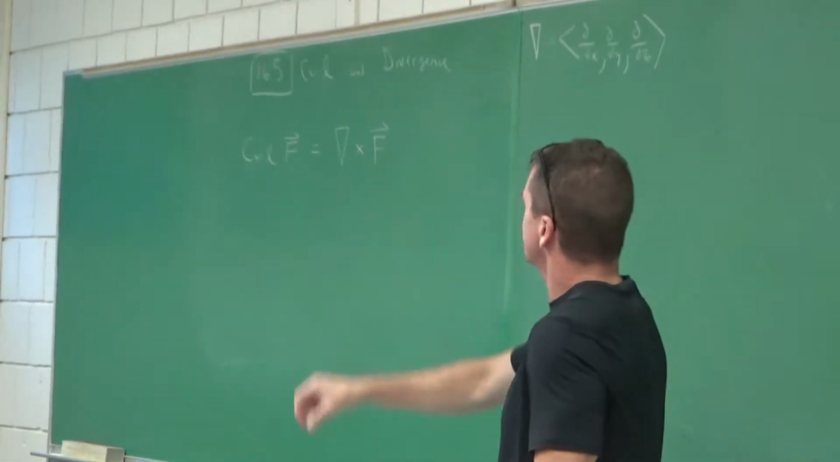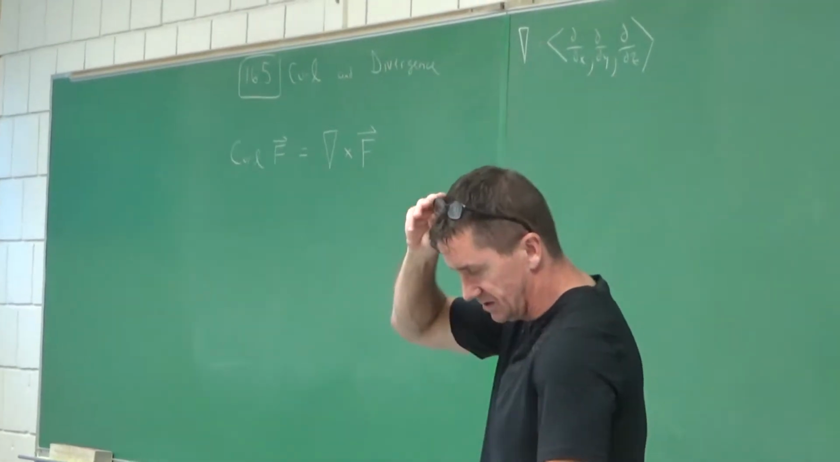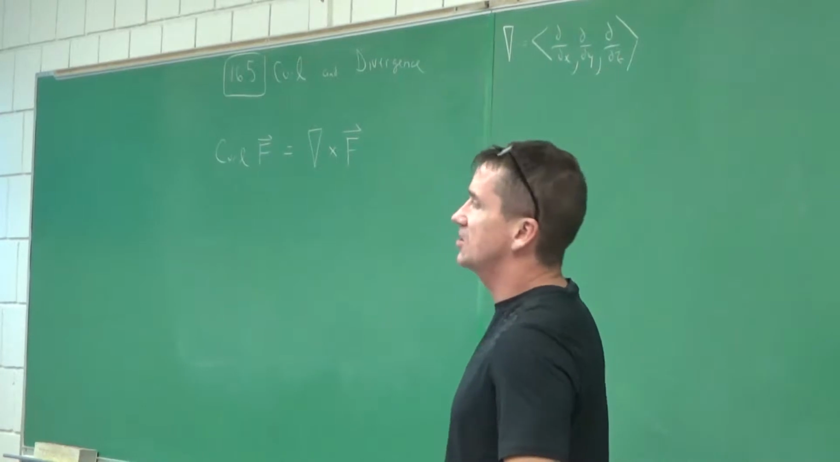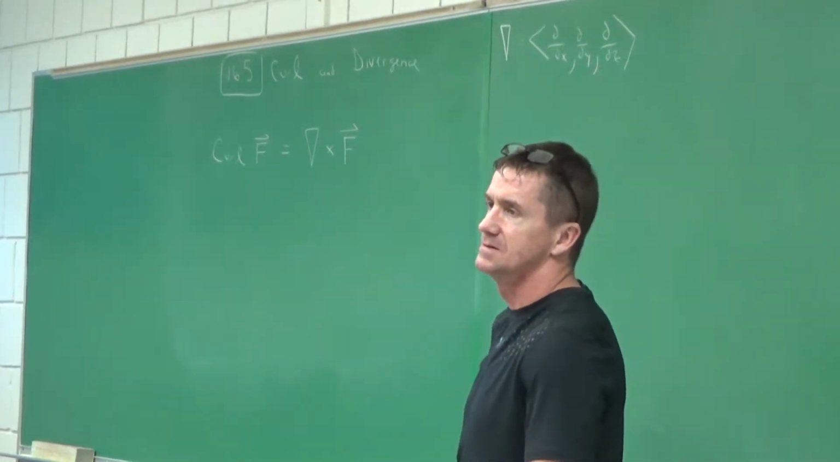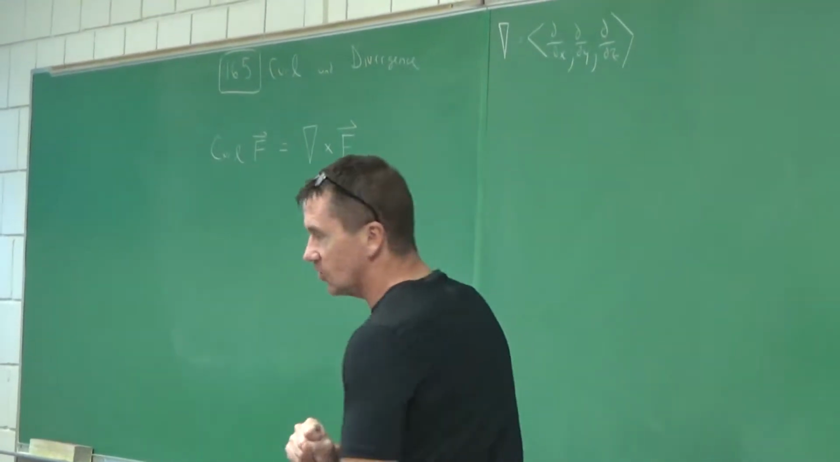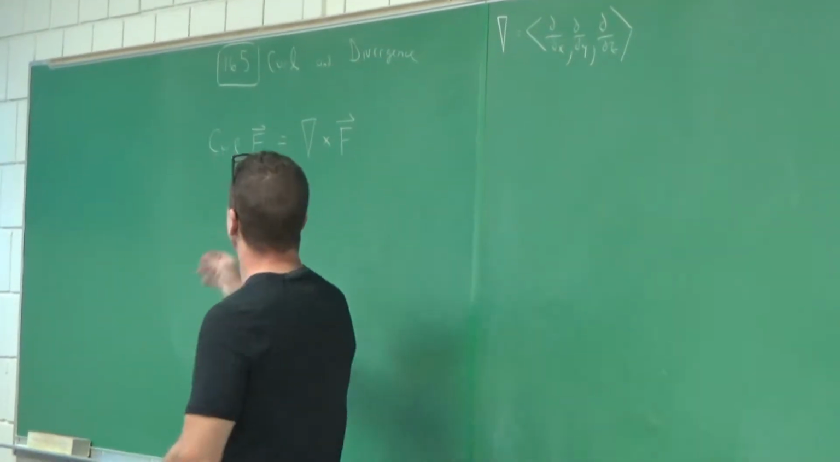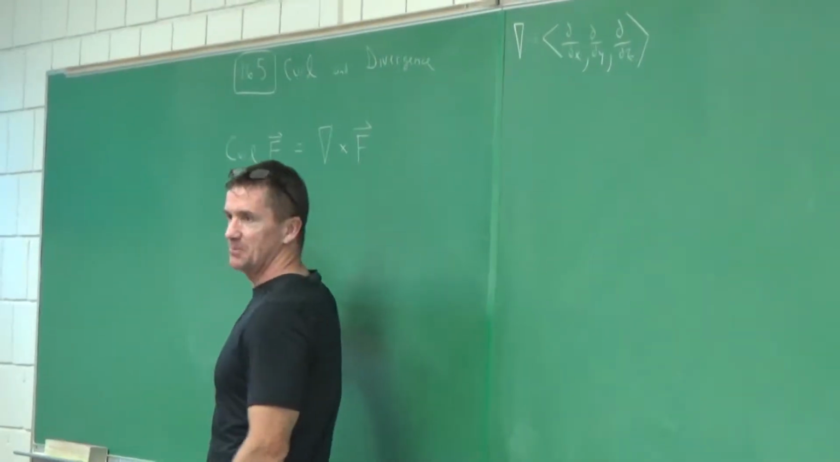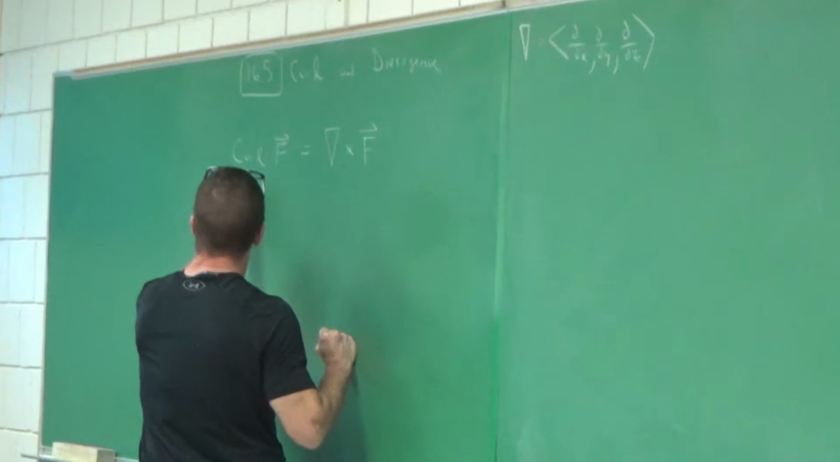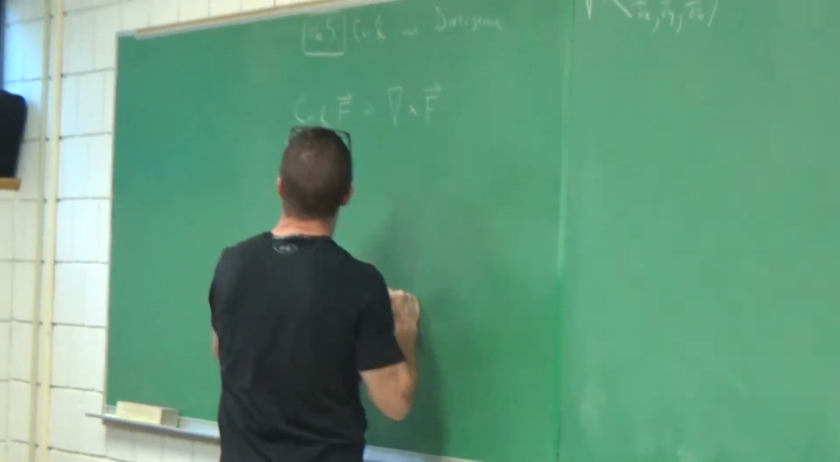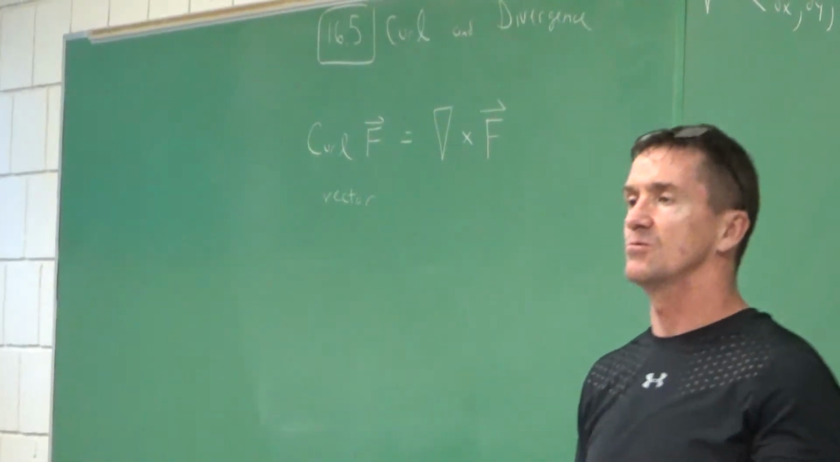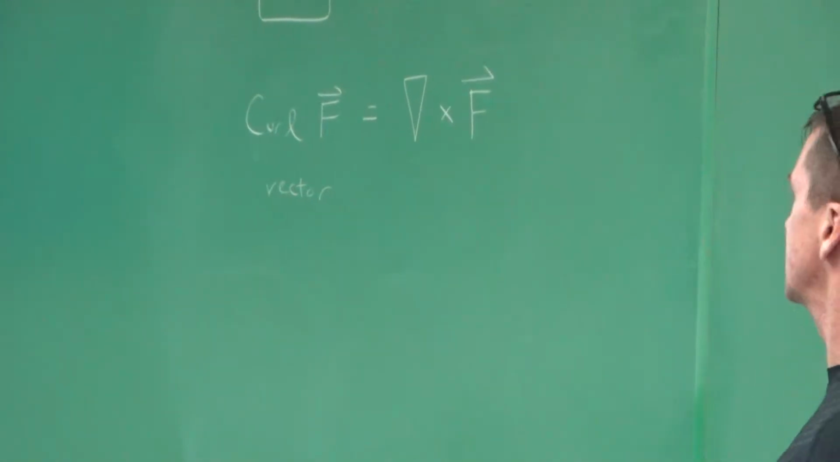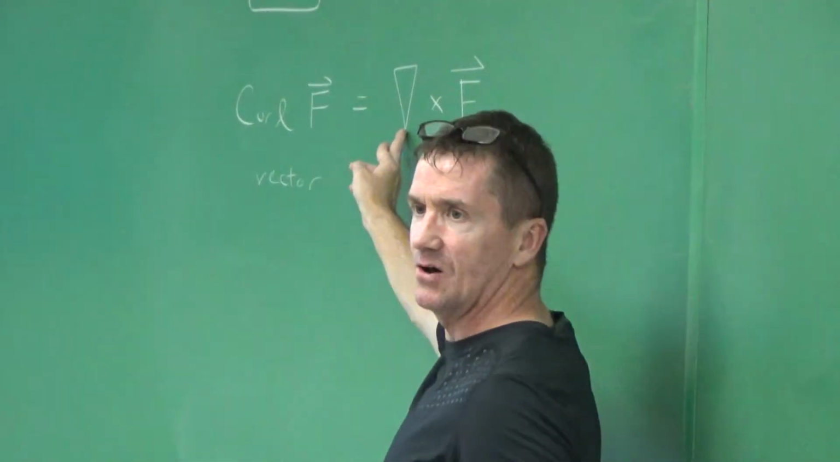Everyone. So today we'll cover 16.5 and curl and divergence. We'll start with the curl of a vector. And so the curl of a vector is a vector. I have to point that out. The curl of a vector field will be a vector. It's defined as del cross F.